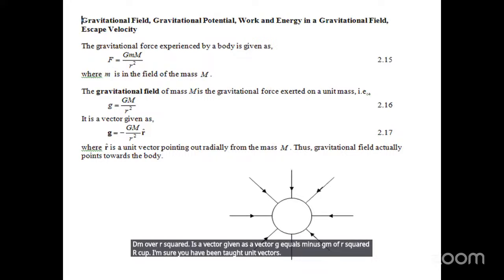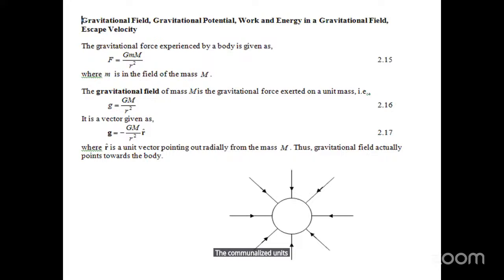The commonest unit vectors you're familiar with are i, j, and k, right? Yes, sir. i is along the x-axis, j is along the y-axis, k is along the z-axis. How did you get i? i is the x vector divided by the x magnitude.